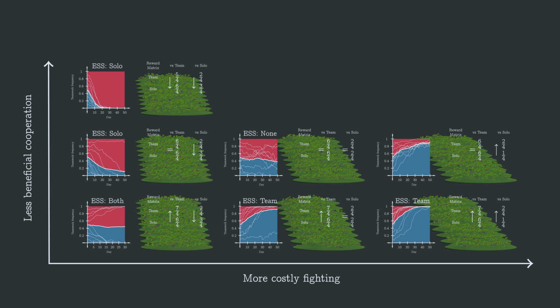Okay, here's another one where teamwork is an evolutionarily stable strategy. The interesting thing here is that this is the first time we've seen an evolutionarily stable strategy that just corresponds to a weak Nash equilibrium.